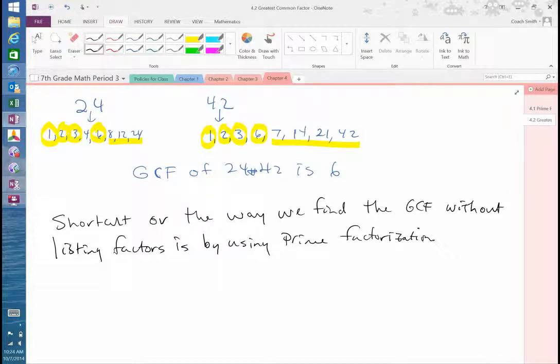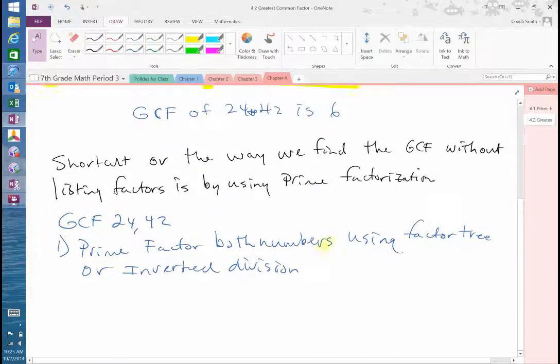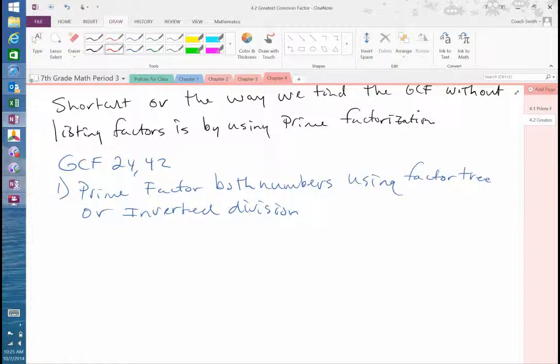Okay, so let's use the same problem. We want to find the GCF of 24 and 42. Step number 1, prime factor both numbers using factor tree or inverted division. As I've stated, I will do both of them for a little bit here, but then we'll get into just where I do inverted division.